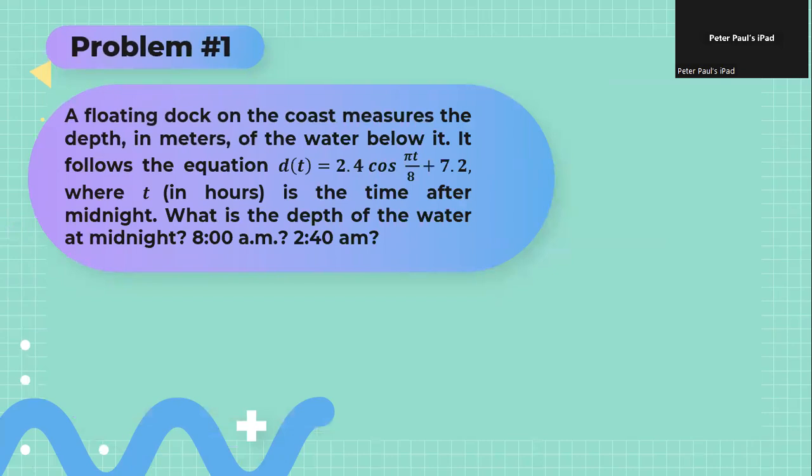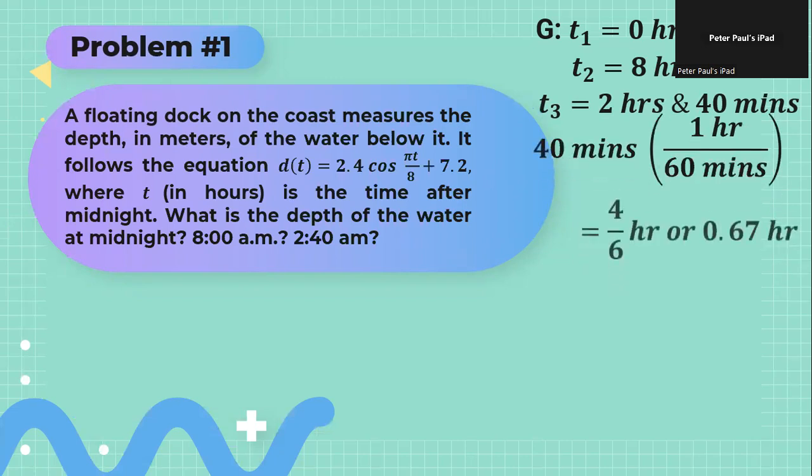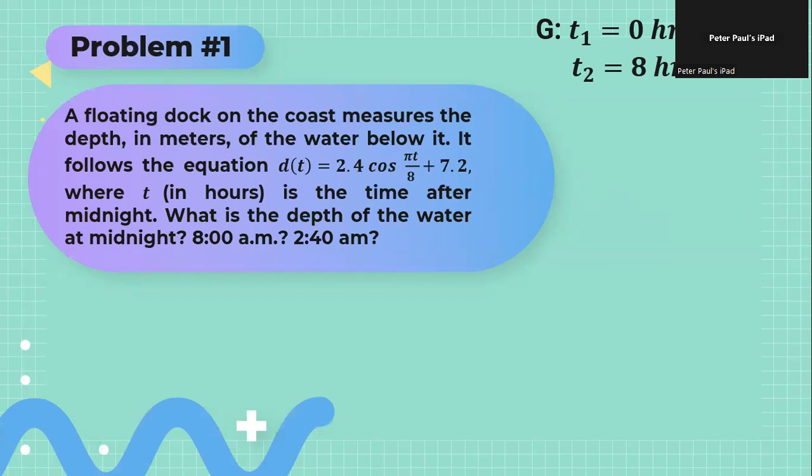along the coastal area. So, first, let's solve the depth of water at 12 midnight. The depth of water at 12 midnight is at 0 hours. The depth of water after 8 a.m. is when 8 hours have passed. And we have 2 hours and 40 minutes at 2:40 a.m. But we need to convert the 40 minutes, so it becomes approximately 0.67 hours. So in short, let's solve one by one using your calculator in radian mode.